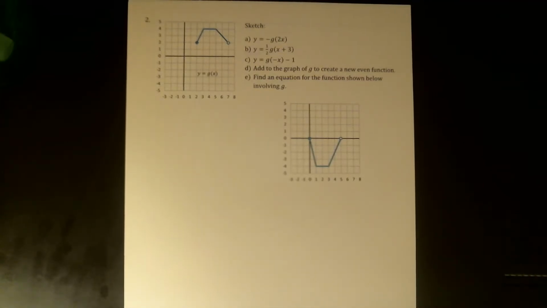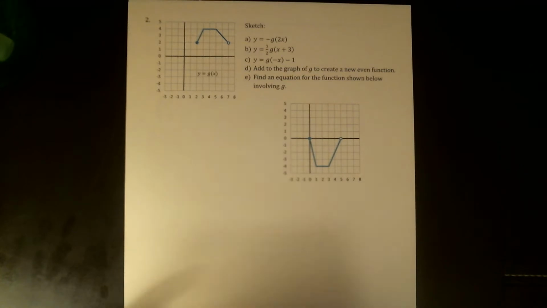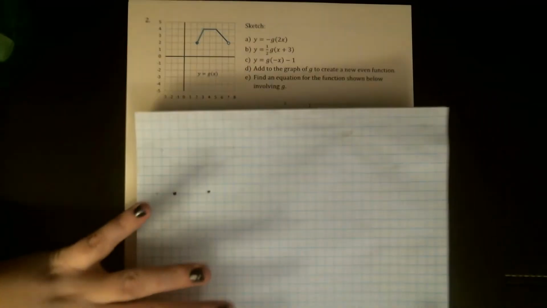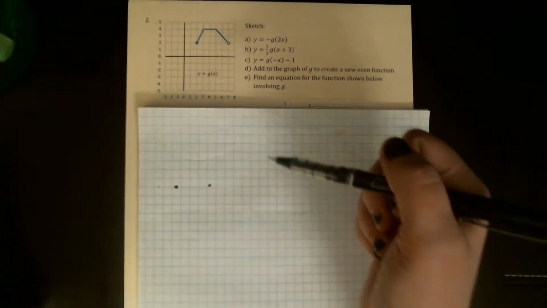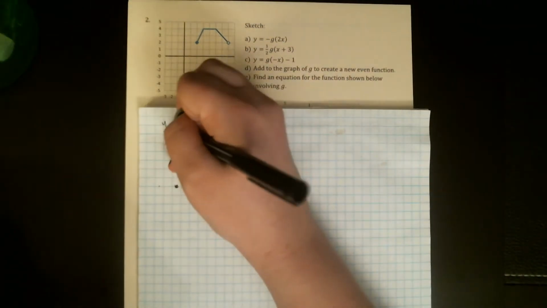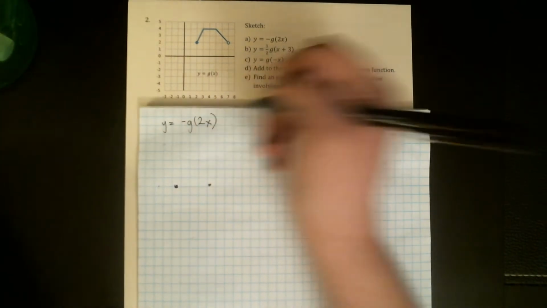Hi all, here's another example of transformations. So we're going to start with a different function. I've named this one y equals g of x. And we're going to apply transformations and see if we can figure out what some graphs of new, slightly different functions look like. Okay, so here's my function that I'm starting with. And the first thing I'm supposed to be sketching is y equals negative g of 2x.